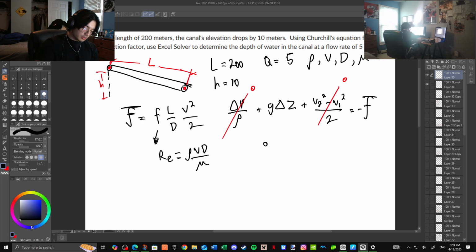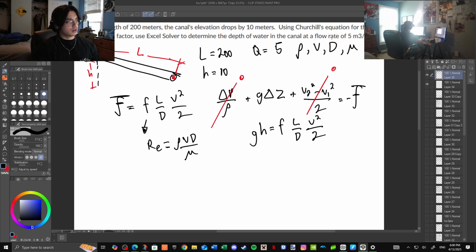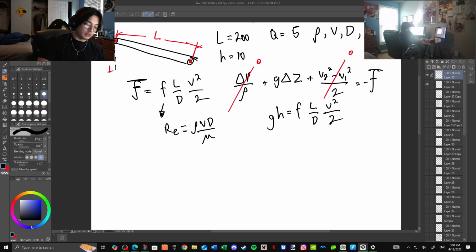But we can actually have delta Z just be equal to H, and this will effectively get rid of the negative sign for frictional heating, which we can then just put in this expression for our equation for Bernoulli's equation. So in the Excel solver, density will be given, viscosity will be given, V will be calculated through the solver, but we still need to find a way to find the diameter. And we can find the diameter by finding the hydraulic radius.